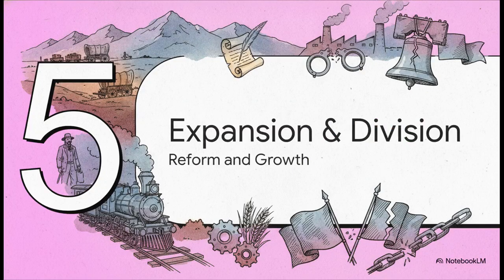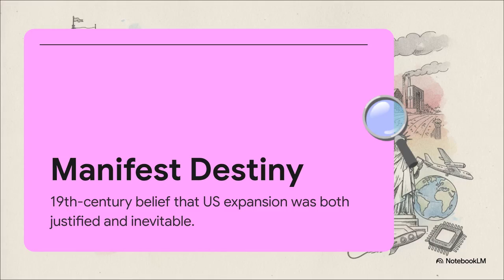But, of course, politics wasn't the only thing changing. Let's hit Section 5, Expansion, Reform, and Division. As the young nation grew, these big new ideas fueled both massive physical expansion and intense social reform movements. One of the absolute biggest ideas was manifest destiny. This is another crucial piece of key vocabulary. It was the 19th century belief that U.S. expansion throughout the American continents was entirely justified and totally inevitable.